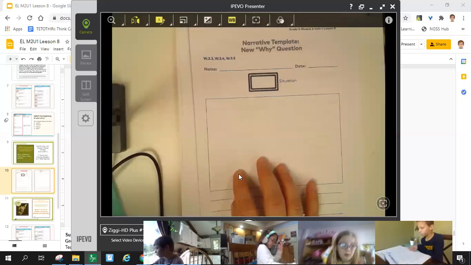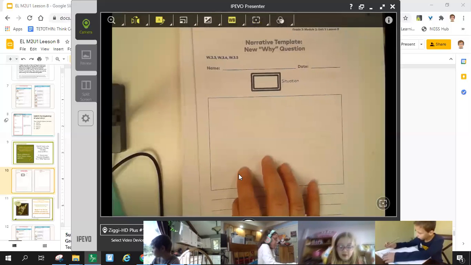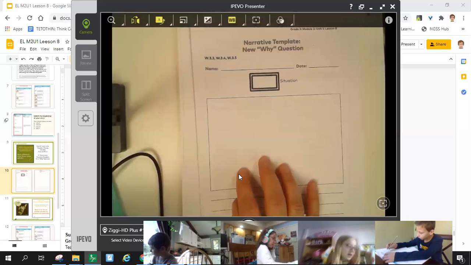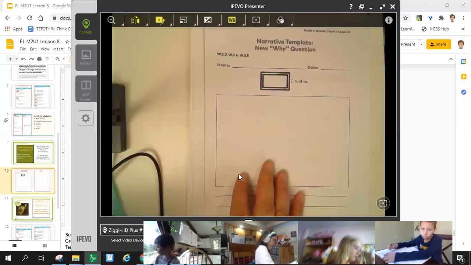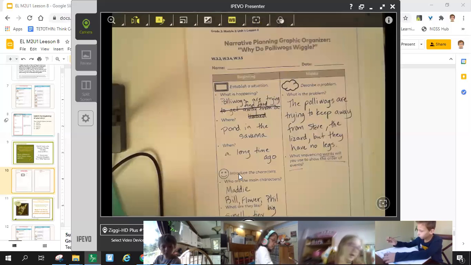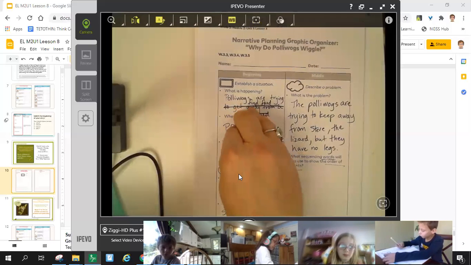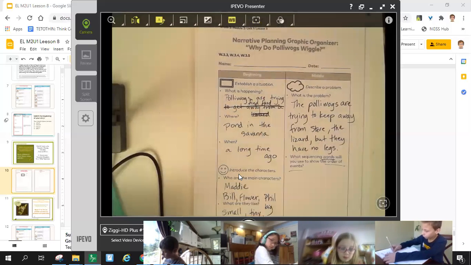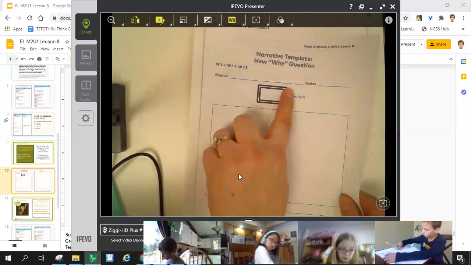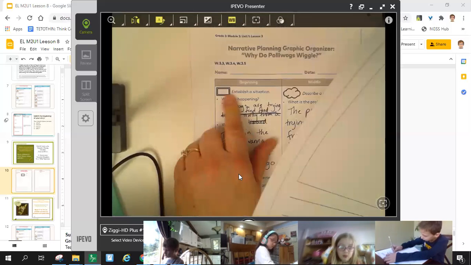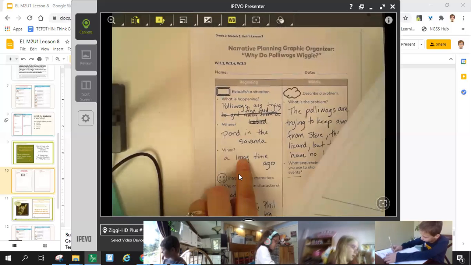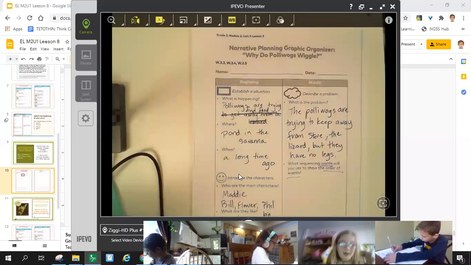What's going on in your story? Miss Harrison, I can't find that part on page 18. It only says what is happening, where, and when. Yep, that's exactly what you're doing. Yep, that's the part you need. See the picture? Here's our rectangle. That's all you're worrying about. I don't have that part on my page.